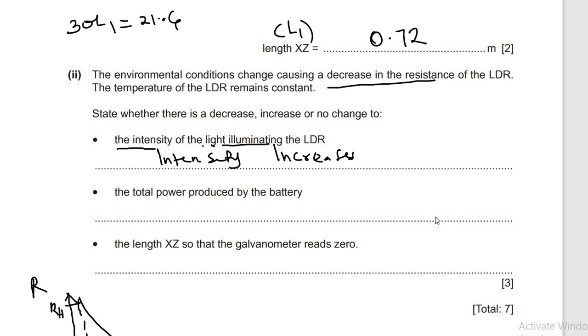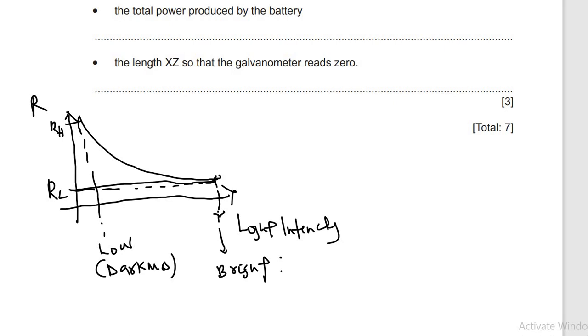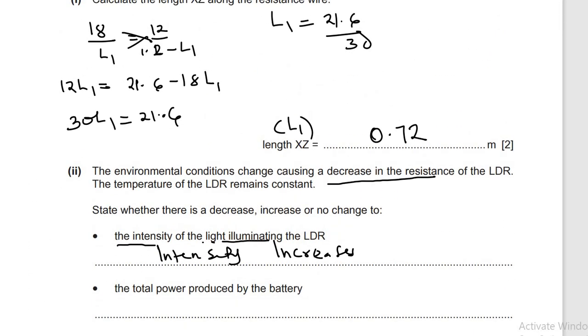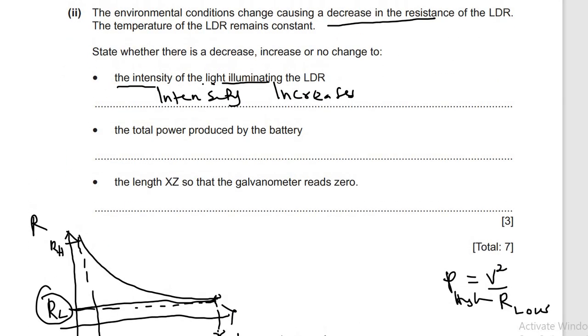How about power? Remember that when the intensity increases, at that point resistance is low. Power is V squared over R. So when the resistance is low, power is high. So you have to relate a formula with power and resistance. So in this case, we have power increases.